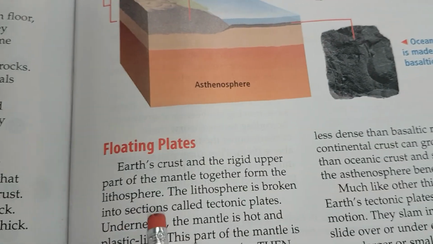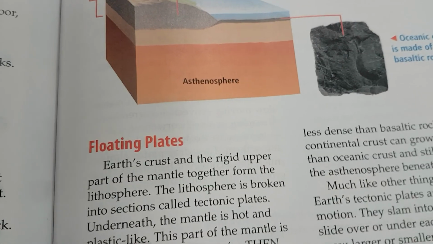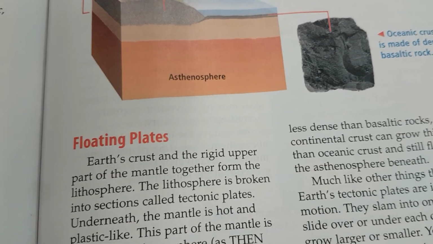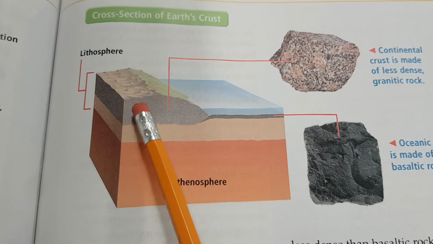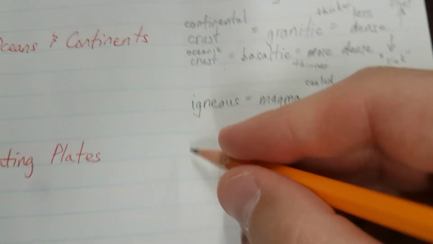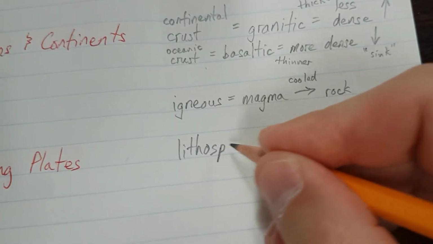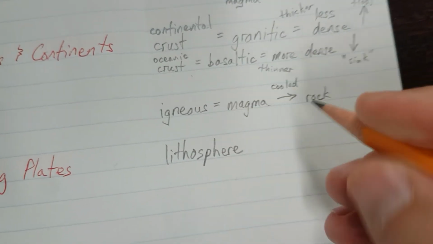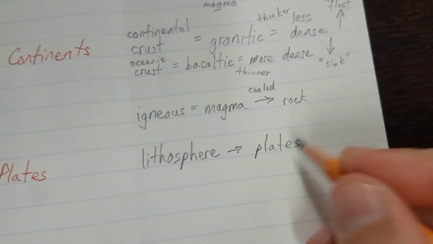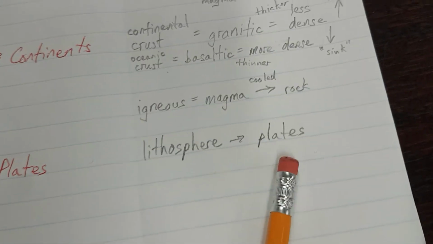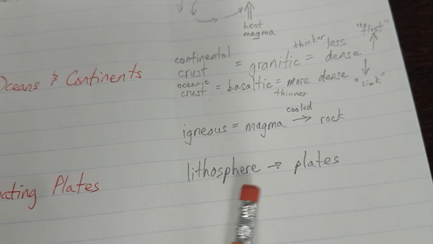The lithosphere is broken into sections called tectonic plates. Underneath, the mantle is hot and plastic-like. This part of the mantle is called the asthenosphere. Okay, so let's see. Floating plates, lithosphere, L-I-T-H-O-S-P-H-E-R-E, arrow, plates, P-L-A-T-E-S. So now we know that the tectonic plates are broken up on the lithosphere. It's going to be the crust and the upper mantle.